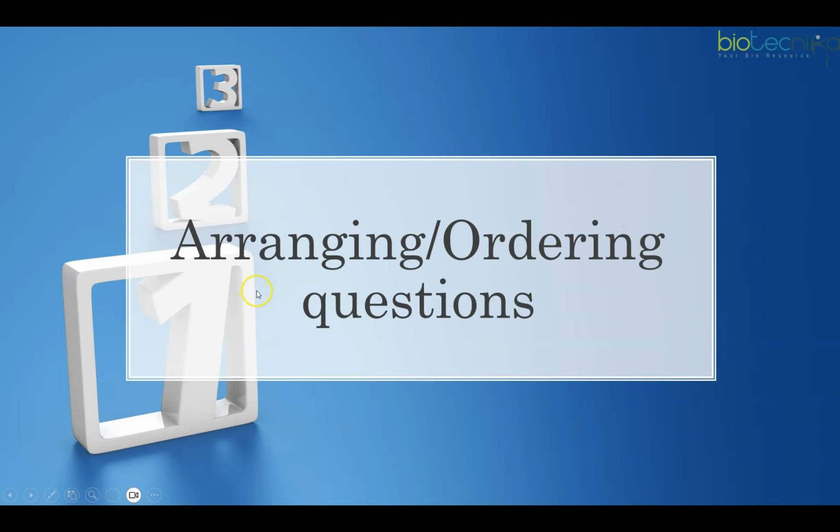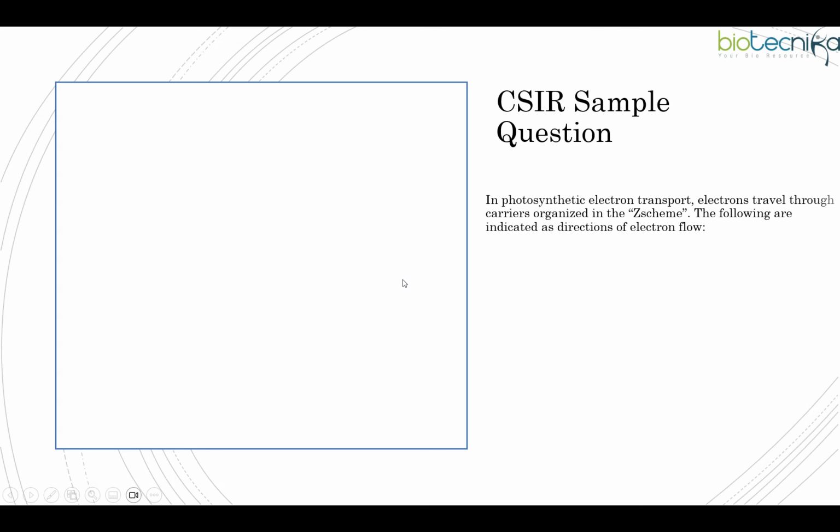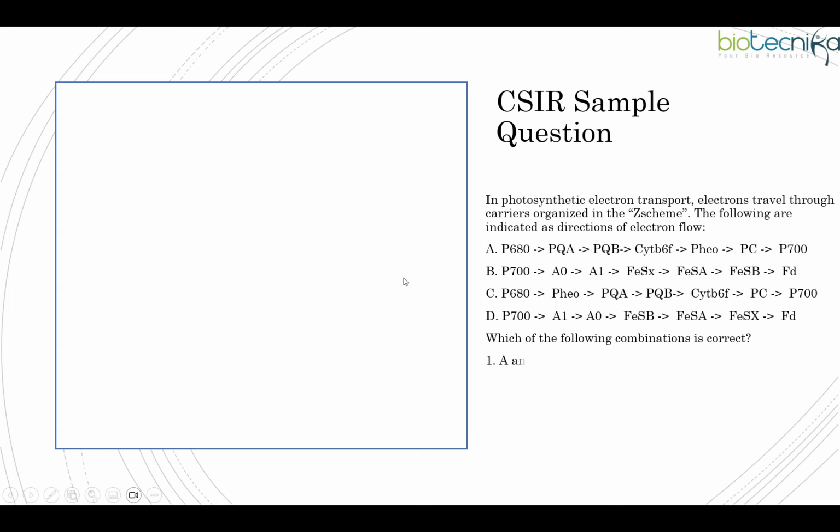Next category of question is arranging and ordering questions. Let me tell you a CSIR sample for this. This is regarding unit 6, and even this is an important topic, which is about the photosystem. In photosynthetic electron transport, electrons travel through carriers which are organized in the Z scheme. Now these are the following.